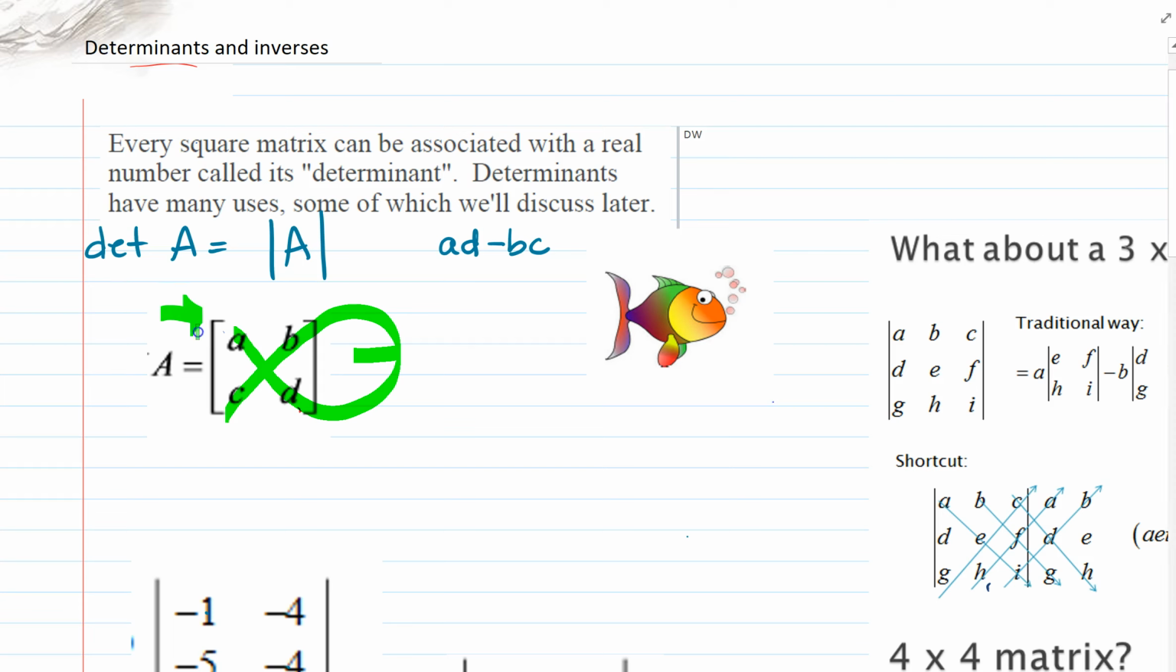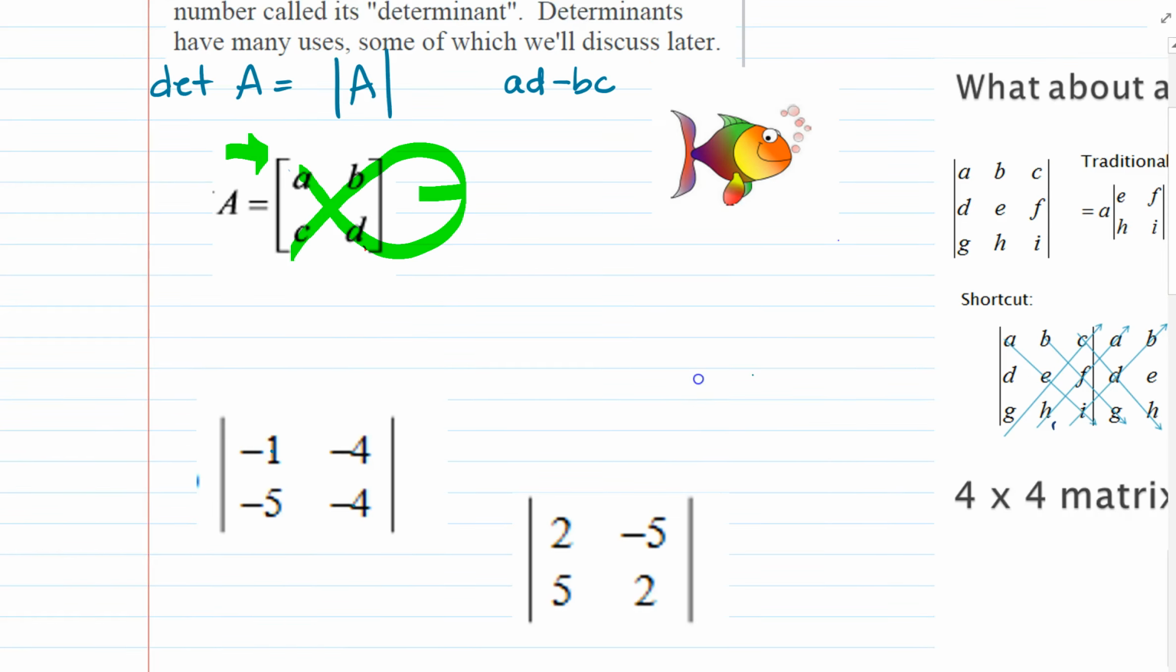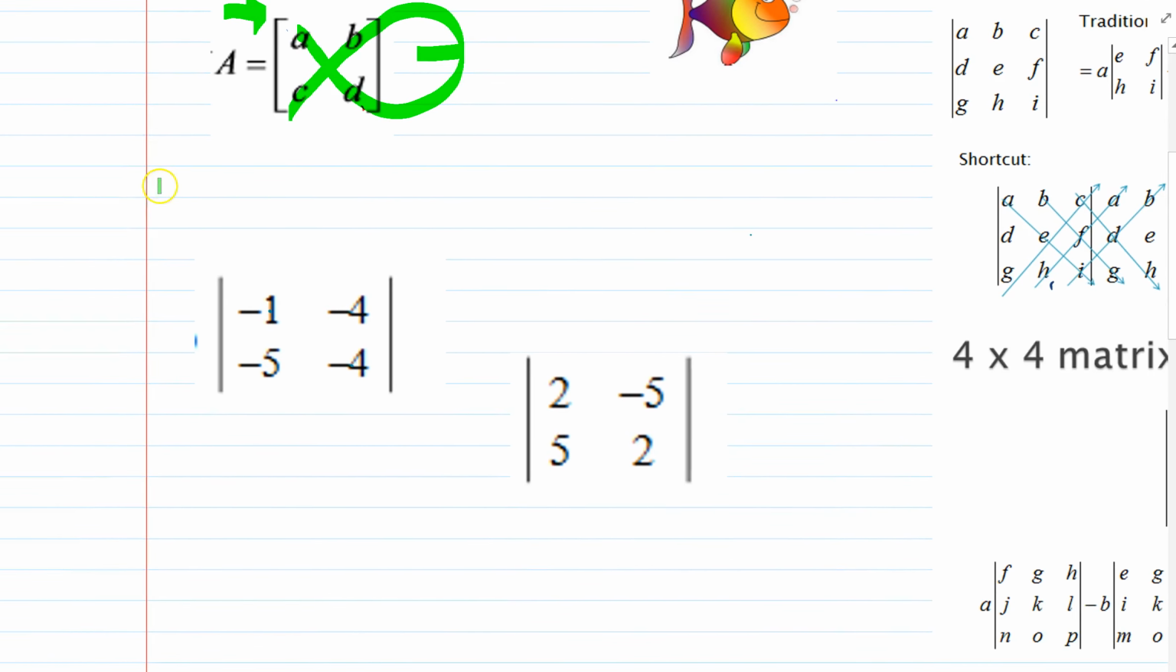And I always start at this top left, just the way the 1s start at the top left, and it helps me to remember. So let me show you what I mean. Let's do this one. If I work this one and I do 1 times negative 4, negative 1 times negative 4 is positive 4, right? So here's 4 minus 20, and 4 minus 20 is negative 16.